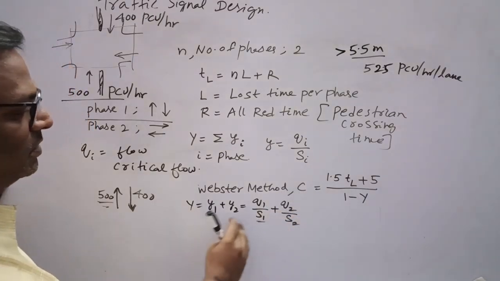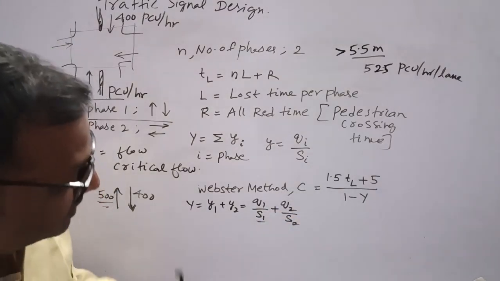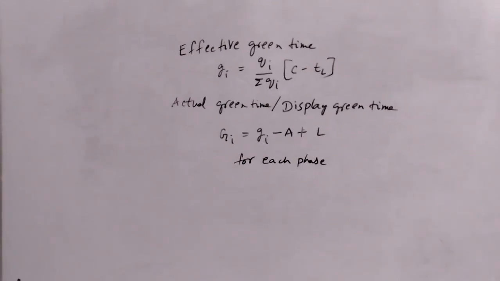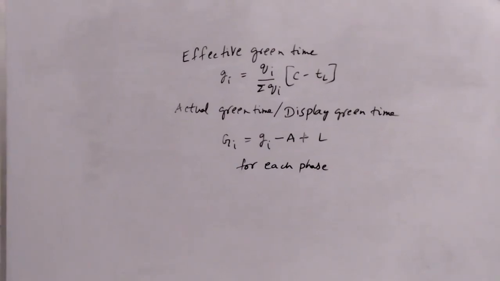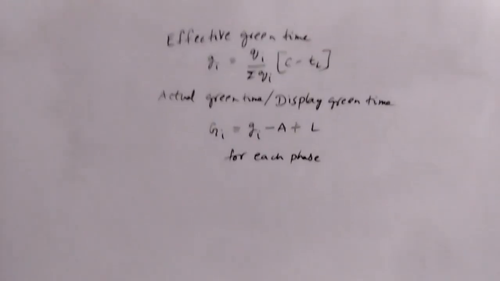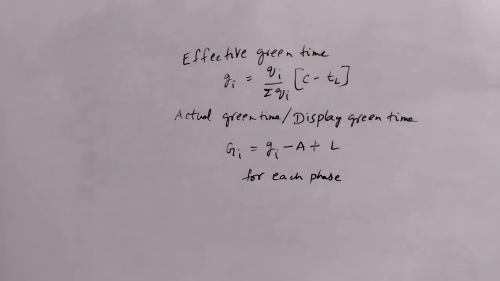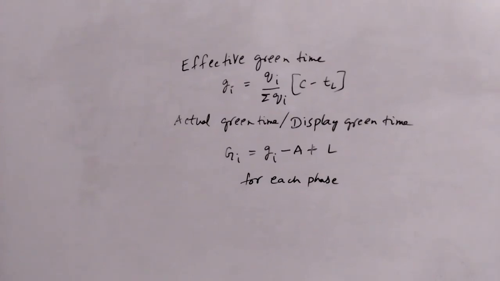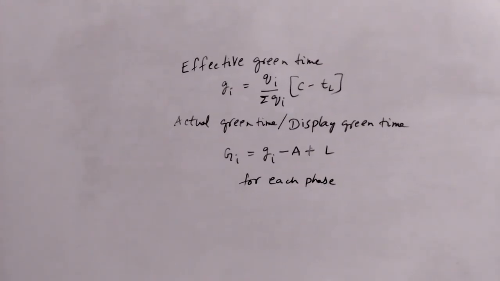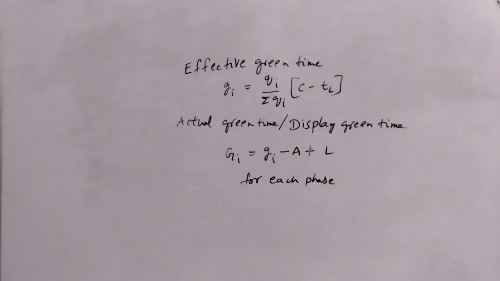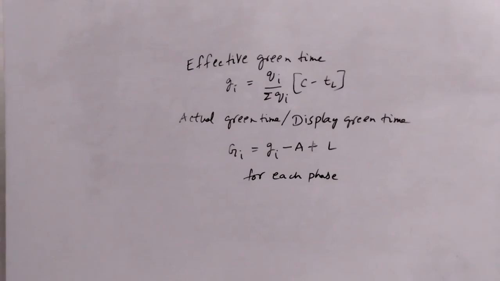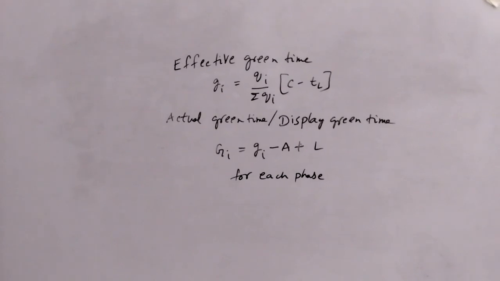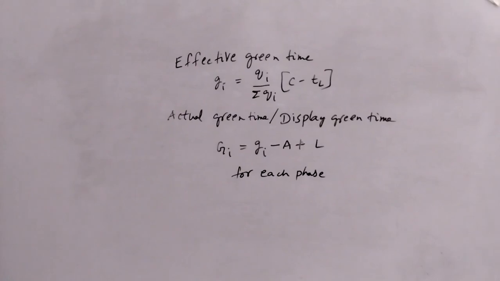Now we are clear. The next part is green time. Effective green time Gi is equal to qi by sigma qi into cycle length minus total lost time, where small qi is the critical flow of that phase and sigma qi is the sum of all critical flows. Now the actual green time, or the display green time which we see on the traffic signal, is effective green time minus amber time plus lost time for that phase.